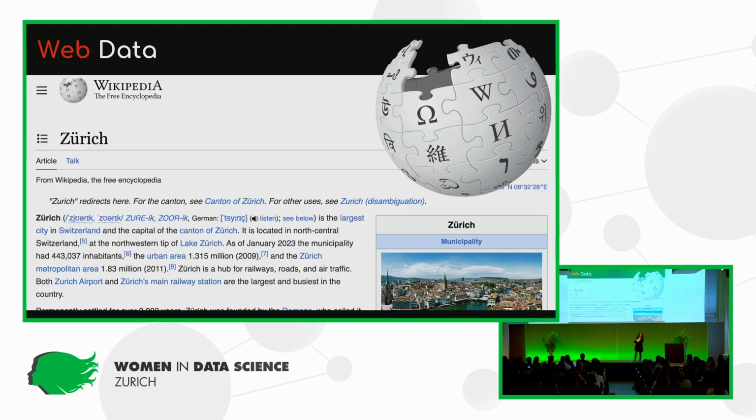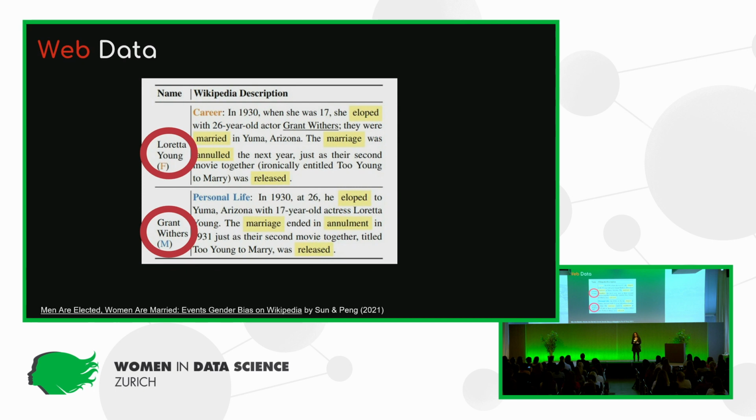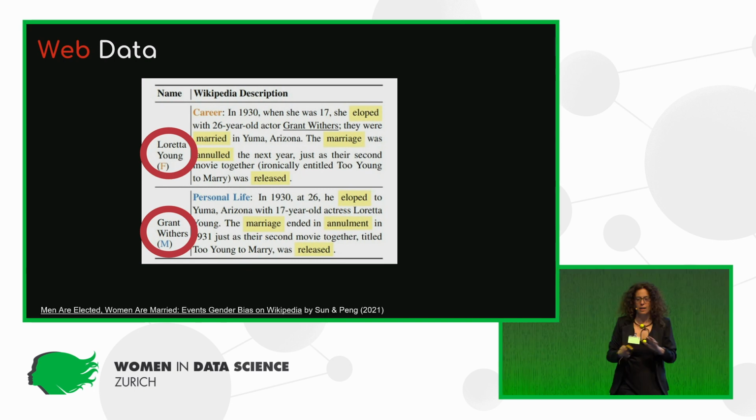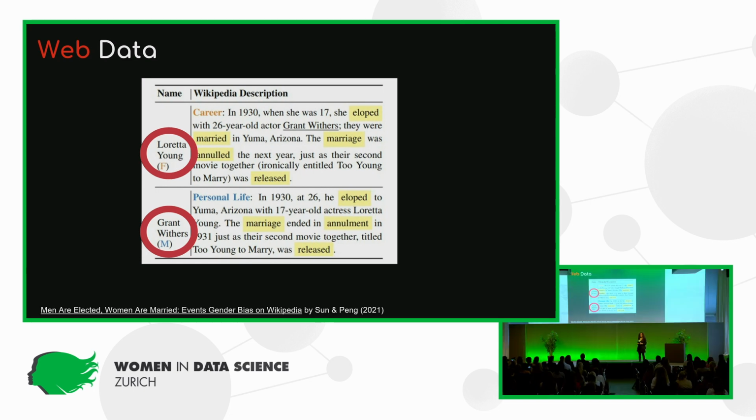And then you go like, okay, but there's also much more factual data that is included in this model. For example, Wikipedia, and then you would think that is not so biased. But then I want to show you something. These are 2 bits of Wikipedia pages about these 2 people who actually were married to each other. So one is female, Loretta Young, and one is Grant Withers. So they're talking about exactly the same thing. Eloped, married, annulled, released, and so on. Can you tell me what difference you see?